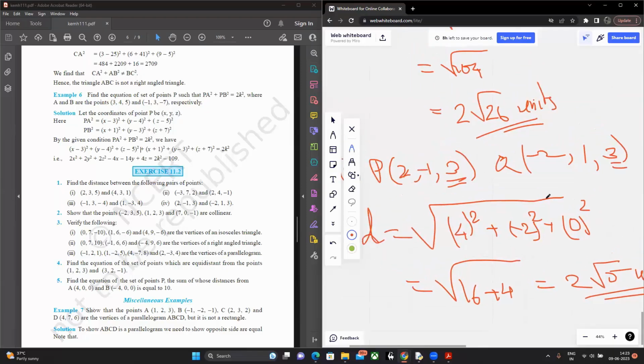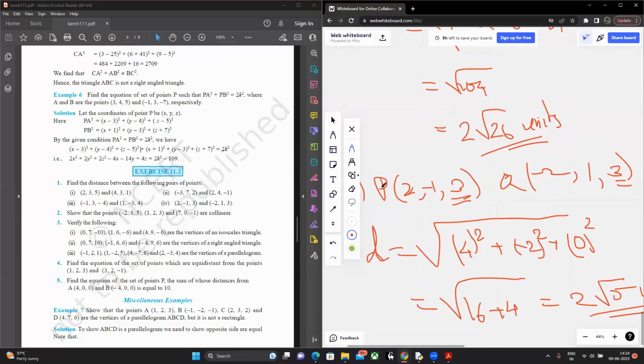Right? Or you can just remove the 0 directly, saying that since these coordinates are the same, you have P and Q on the same plane. So you can directly deal with the distance formula of x and y. That is going to be 4 squared plus minus 2 squared, that is going to give you root 20, that's 2 root 5. Right? You can do it anyway.